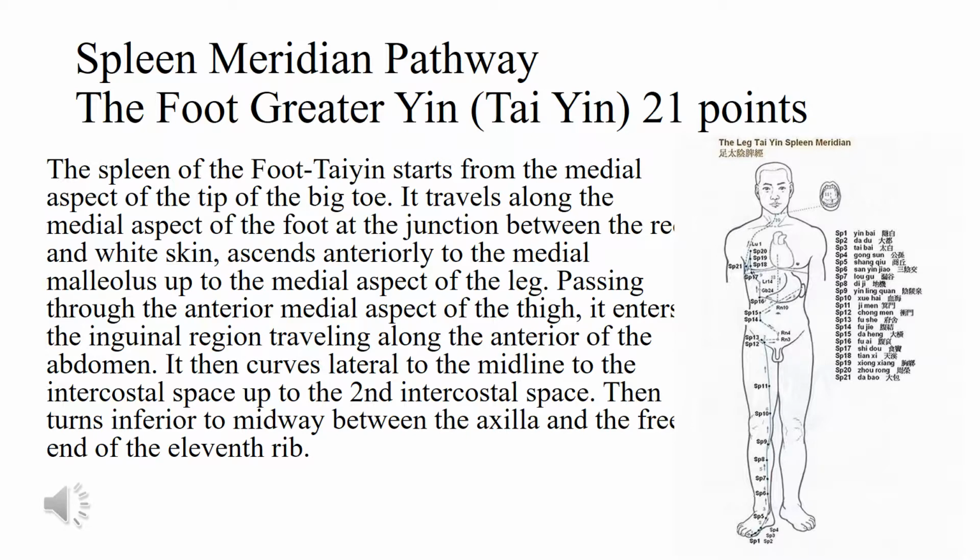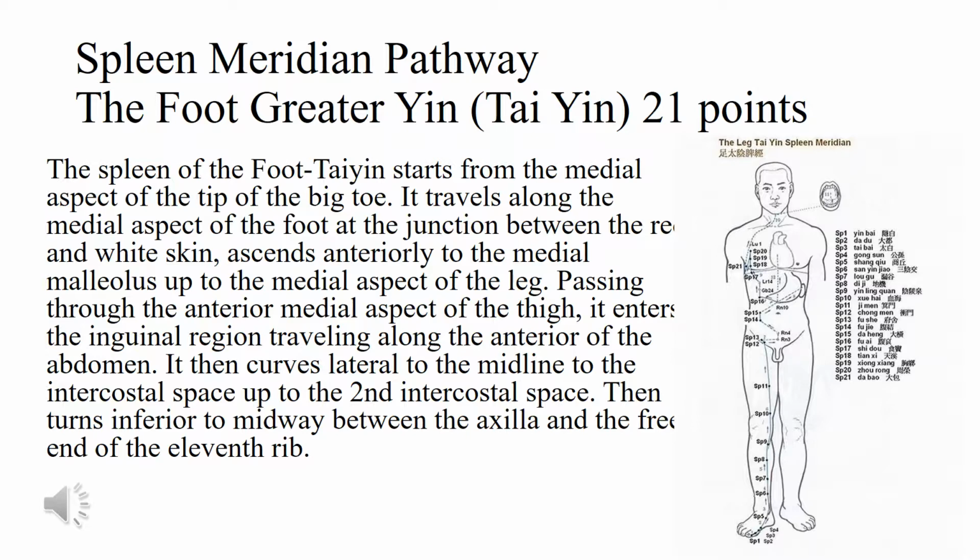Good. Now, channel pathology-wise, most of the channel pathologies with the spleen just have to do with the organ. Low appetite, loose stool, the typical things that you think of for spleen deficiency. But there is one weird one that we would normally think of as a liver condition, but it is a spleen pathology. Jaundice, yeah. Low appetite, loose stool, jaundice.